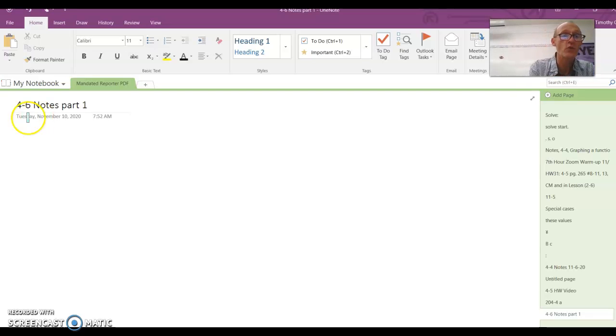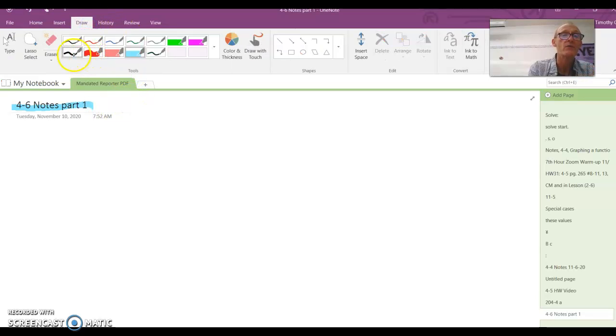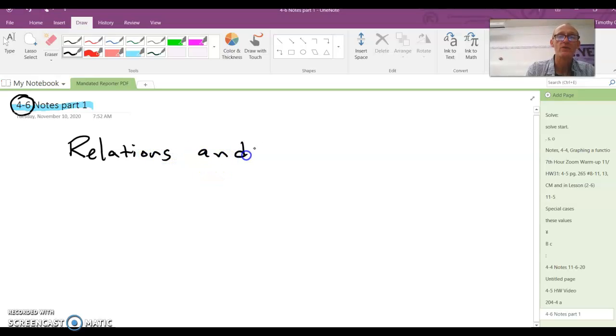Good morning. This is 4-6 notes, part 1 for Algebra 1. And we start off this section with this idea of relations and functions.